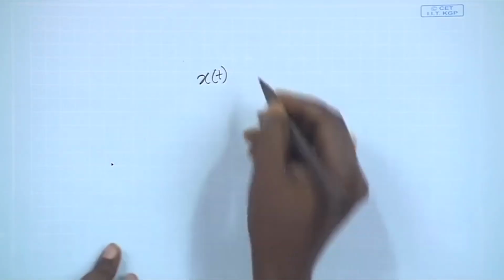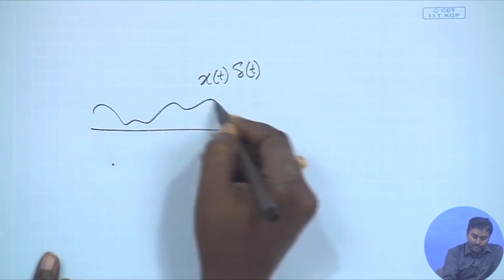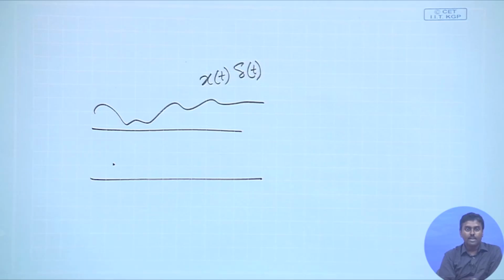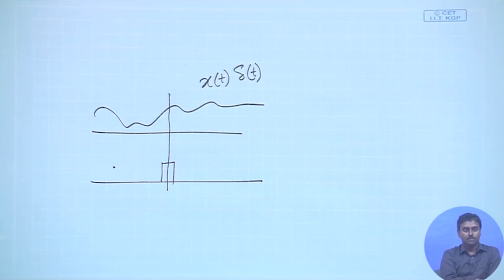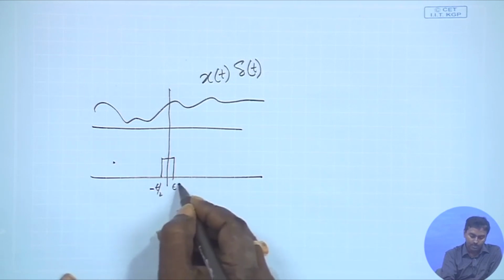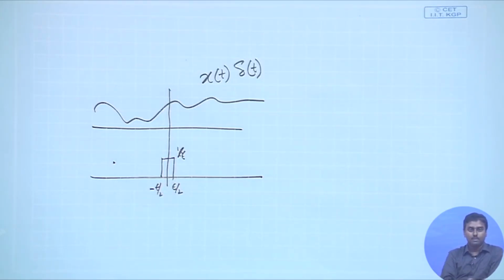Now, let us try to see some property of this delta t. Suppose I have a function, let us say x t. I multiply this function with delta t. What do I get? x t might have any value. Think about that box definition of delta t. Around t equal to 0, it has this definition, minus epsilon by 2 to epsilon by 2, and it is 1 by epsilon.